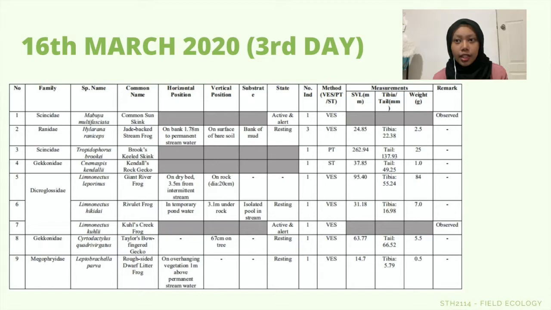For Limnonectes hickidae, it was found during the resting state, and Limnonectes cohlai was found during the active and alert state. And the last family is Megophryidae. There is only one species found during that day, which is Leptobrachella parva. It was found during the resting state and by using the visual encounter survey method.